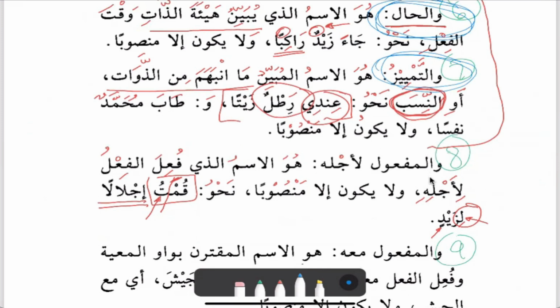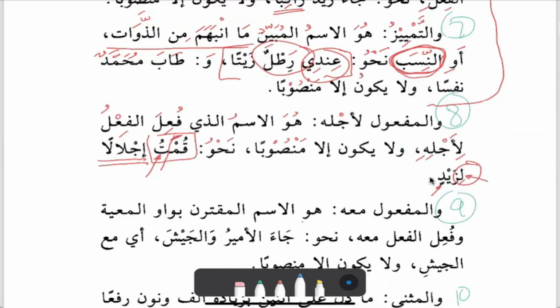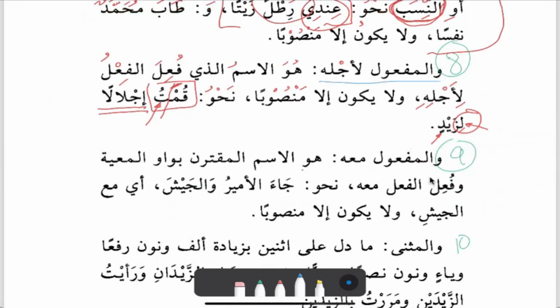Tamyiz, a distinguisher. It's usually going to come out in your translation as a possessive construction of such and such, or as some sort of prepositional phrase, like in such and such, of such and such, or in such and such. And we covered al-maf'ulu li ajlihi, what is done for the sake of something.